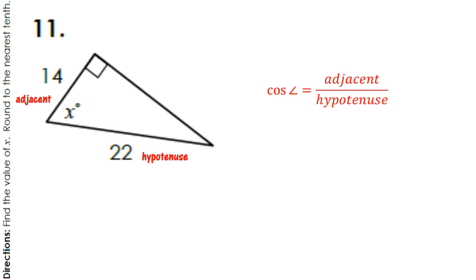Cosine of the angle is adjacent divided by hypotenuse. So the cosine of x is equal to 14 divided by 22. I'm going to take the inverse cosine to move it. So I press second and the cosine key, 14 divided by 22, and I get that x is 50.5 degrees.